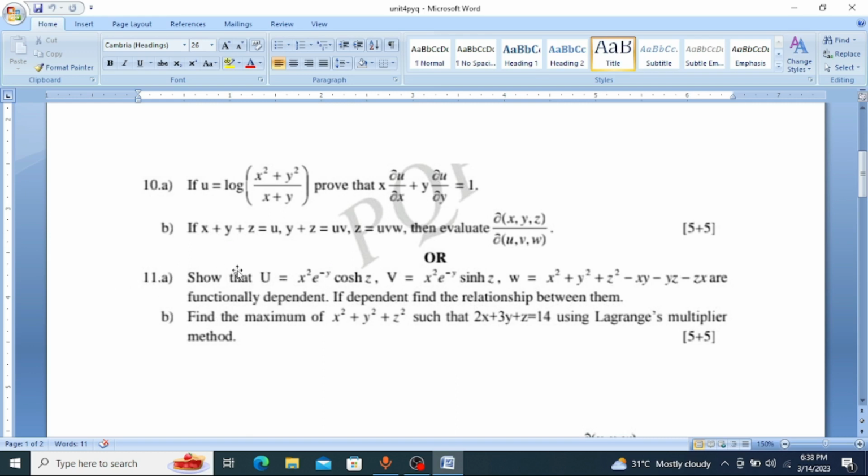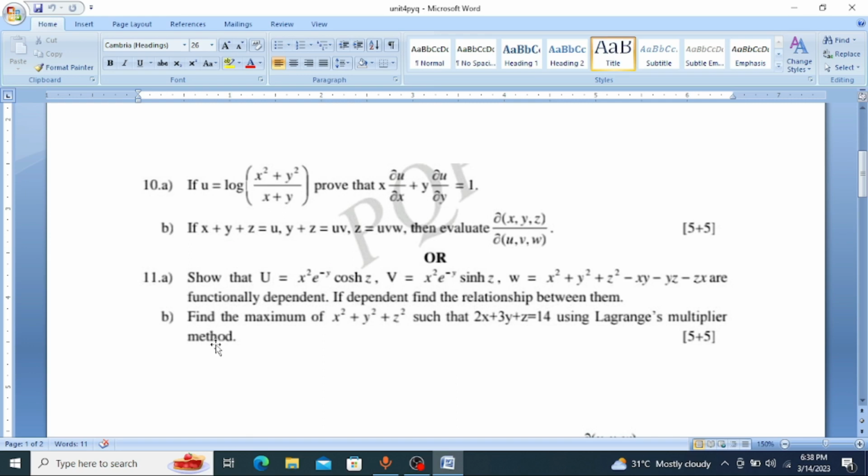It means you have to differentiate the functions u, v, w with respect to x, y and z, then you will get the value as 0. Just show that these functions are functionally dependent. If dependent, find the relation between them. If these functions are functionally dependent, then find out the relation between these three functions.